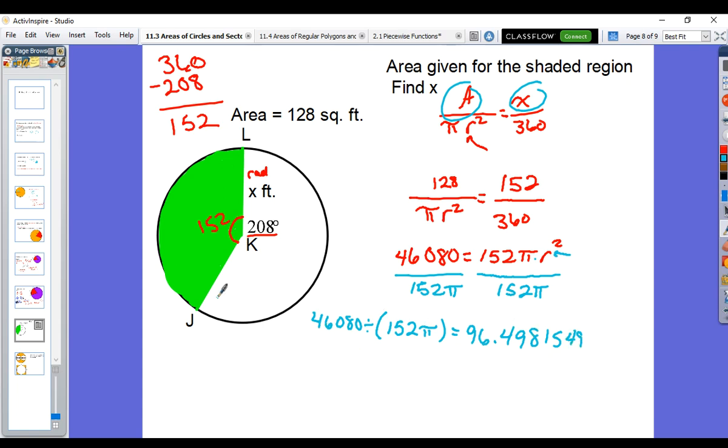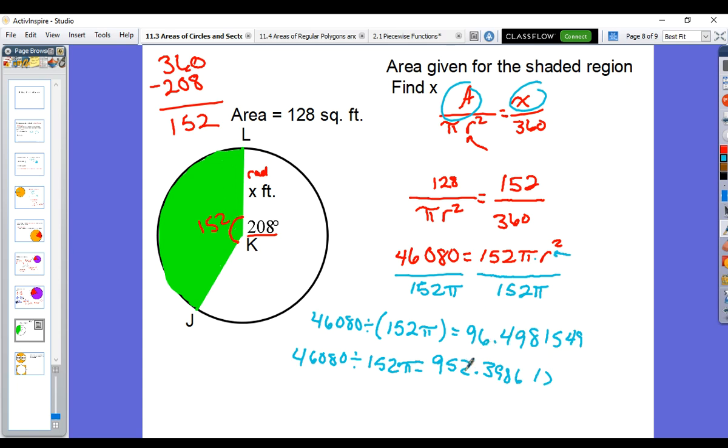Now, if you do not put that right, if you just put it in like this, 46080 divided by 152 pi, what the calculator is saying, because the calculator is only as smart as the person that uses it, it is thinking that you're taking 46080 divided by 152 and then times pi. So it's not going to divide pi into that as it's supposed to, it's going to divide just the 152 and then times the pi. So you've got to make sure you put parentheses around that. And that gives you, if you did it wrong, 952.398615.